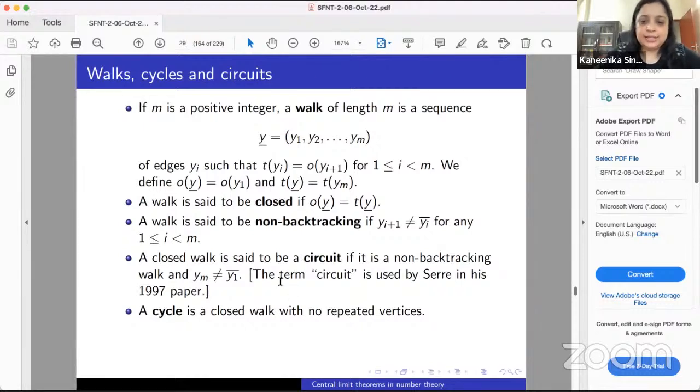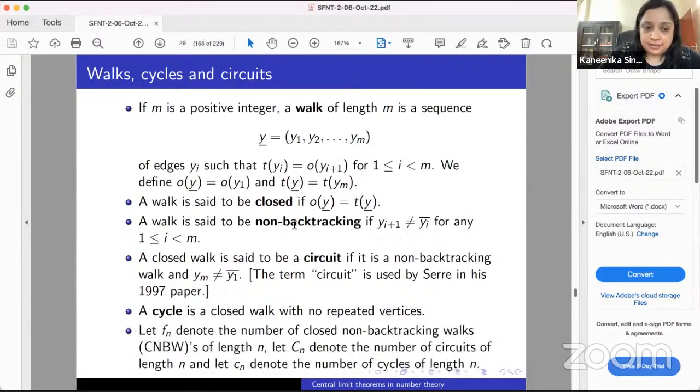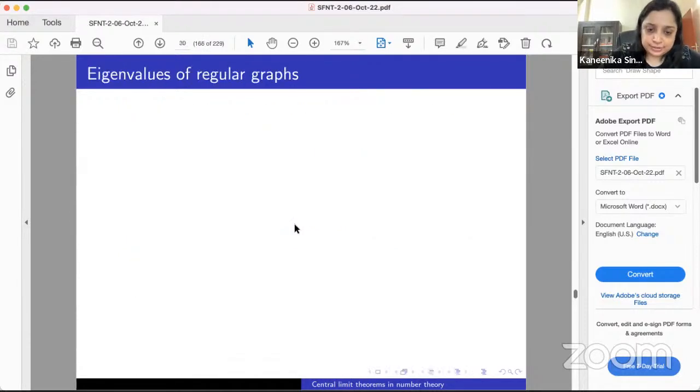We'll just call it circuit using the notation of Serre. And cycle is very nice. A cycle does not have any repeated edges. In fact, it does not have any repeated vertices. So these are some special types of walks that we are interested in because eigenvalues of D-regular graphs, their traces, the sums of eigenvalues, can be expressed in terms of the number of these types of walks.